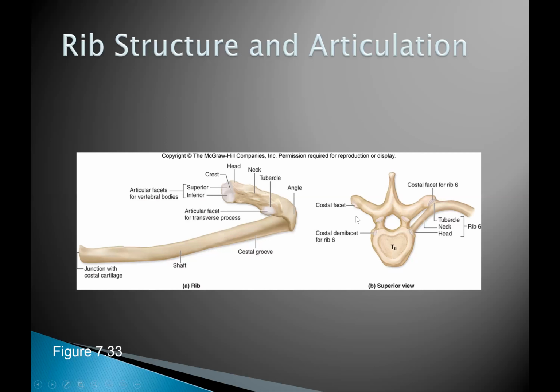Here's another look at it. The head, the neck, the tubercle. This is the tubercle that is in contact with the transverse process. The angle, the shaft right here. The main one that you have to look for when you're counting ribs and counting the thoracic bones is the tubercle, because that's the easiest one to look at. Which transverse process is it touching? That will tell you what bone it is. I know that's the end of the slides.